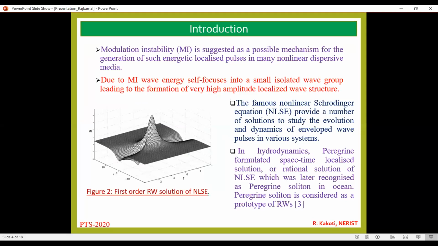In hydrodynamics, Peregrine first formulated the space-time localized solution, or rational solution, of the nonlinear Schrodinger equation, which was later recognized as the Peregrine soliton in the ocean. The Peregrine soliton is considered a prototype of the rogue wave.